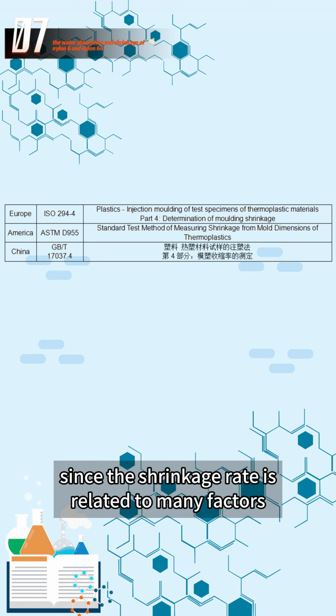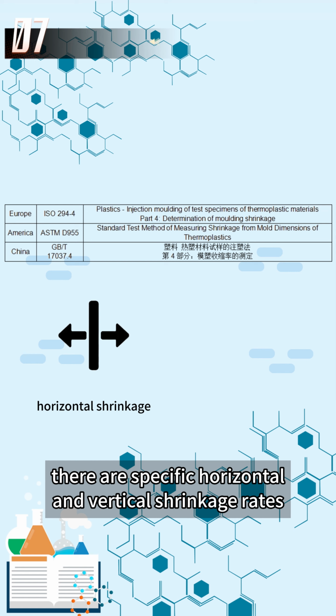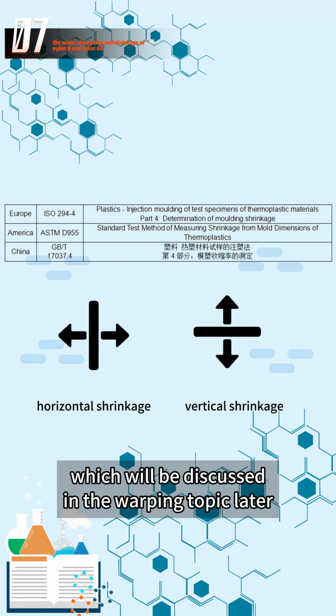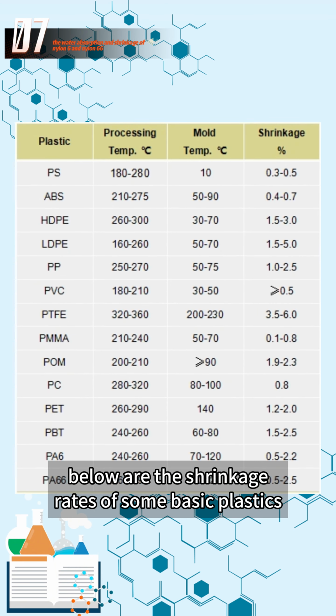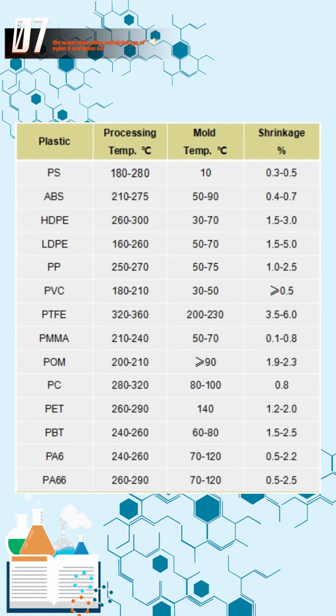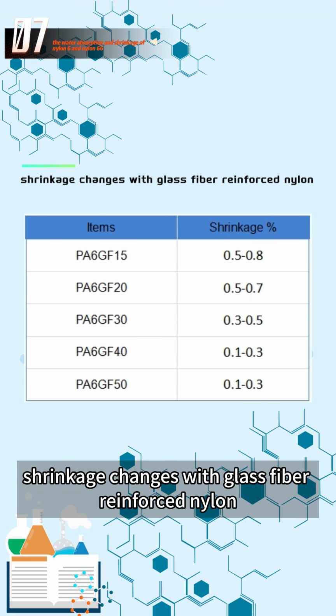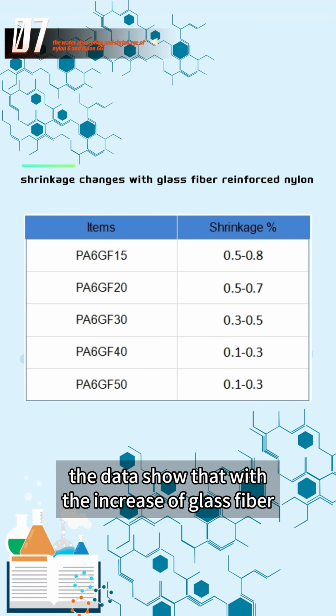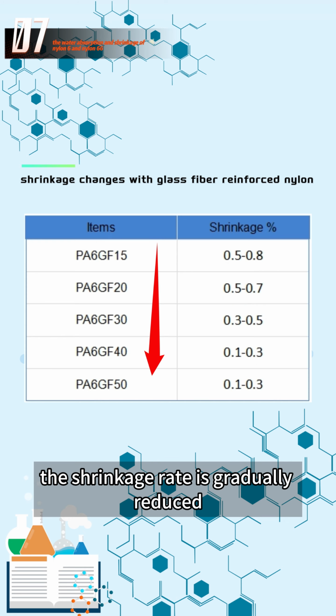Since the shrinkage rate is related to many factors, there are specific horizontal and vertical shrinkage rates, which will be discussed in a later topic. Below are the shrinkage rates of some basic plastics. Shrinkage changes with glass fiber reinforced nylon. The data shows that as the glass fiber increases, the shrinkage rate gradually reduces.